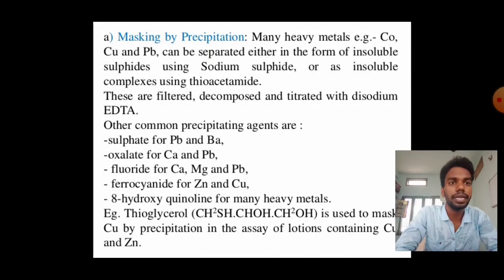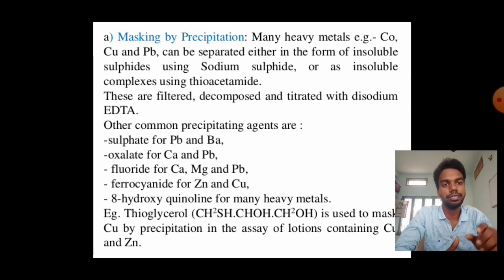So many heavy metals, for example cobalt, copper, lead can be separated either in the form of insoluble sulfides using sodium sulfide or insoluble complex using thioacetamide. So these are filtered, decomposed and titrated with the disodium edetate. Other common precipitating agents are sulfate for lead and barium, oxalate for calcium and lead, fluoride for calcium, magnesium and lead, and ferrocyanide for zinc and copper. 8-hydroxyquinoline for many heavy metals, right? Thioglycerol is used as a masking agent for copper by precipitation in the assay of lotion containing copper and zinc, right?